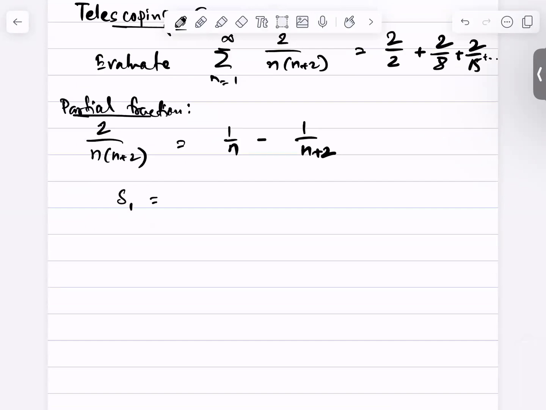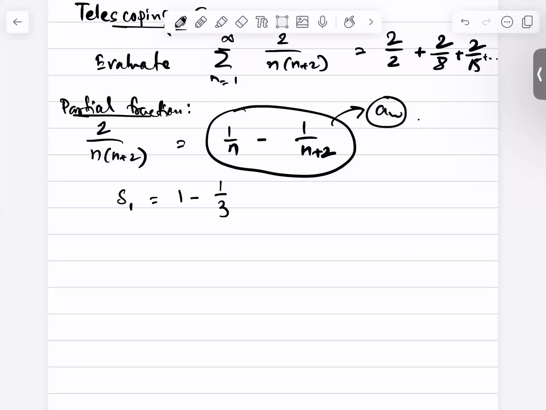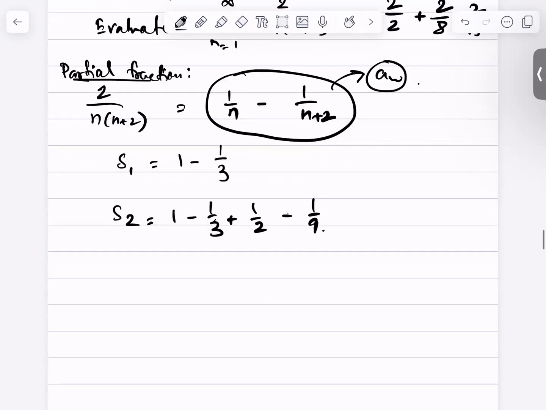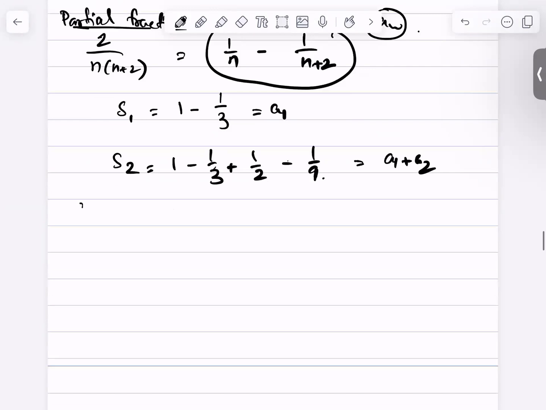Then my S1 will be 1 minus 1 over 3 by using this formula. Because this is now an, right? This is my an. My S2 will be 1 minus 1 over 3 plus 1 over 2 minus 1 over 9. Again, by using that formula. So this is basically A1, and this is A1 plus A2. And similarly, my S3 will be the sum of 3 terms: 1 minus 1 over 3 plus 1 over 2 minus 1 over 9.